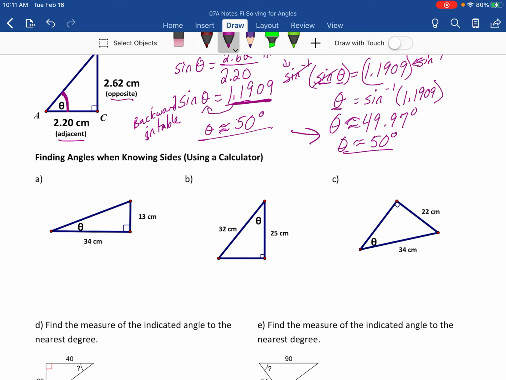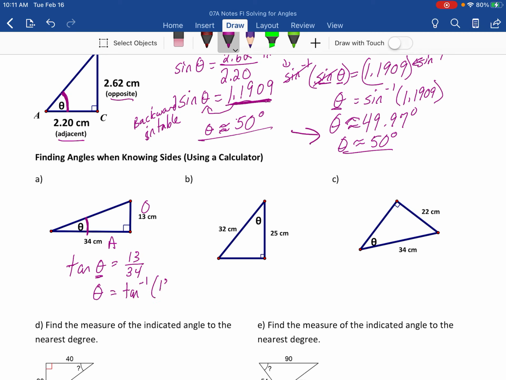Okay, so we're just going to go through and find the angles when you know the sides, and it's basically the same thing that we were doing before. I'm going to show you something a little bit different. This is how I do it in the calculator. So here's my angle, here's my opposite, here's my adjacent. That's going to be TOA. So the tangent of my angle is going to be 13 over 34.